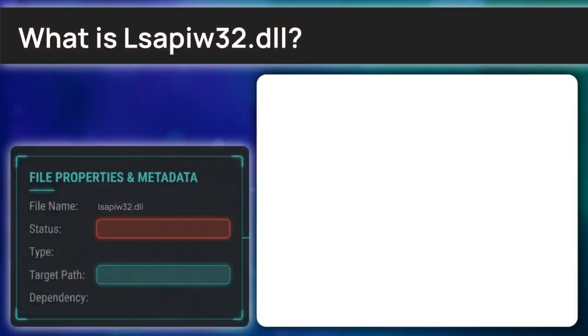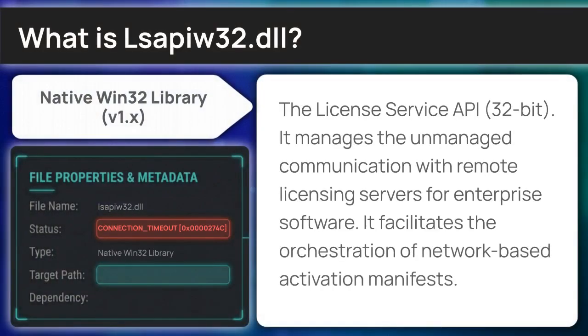This is the lsapiw32, the License Service API 32-bit. It manages the unmanaged communication with remote licensing servers for enterprise software. It facilitates the orchestration of network-based activation manifests.